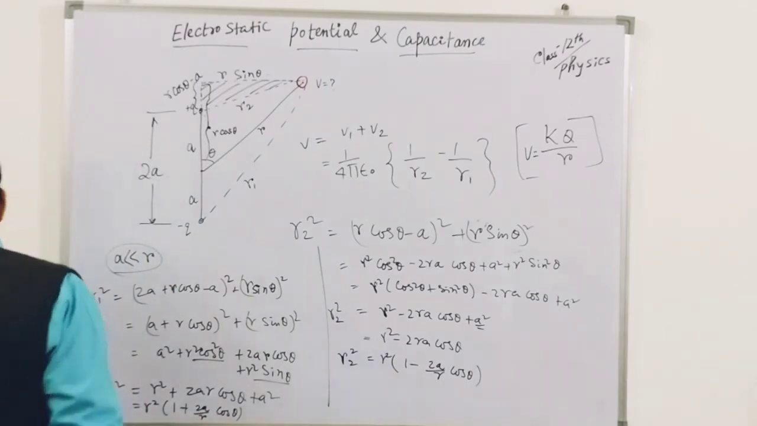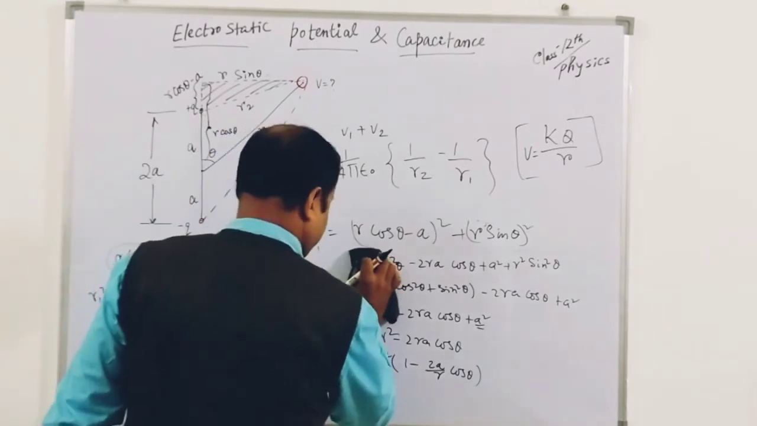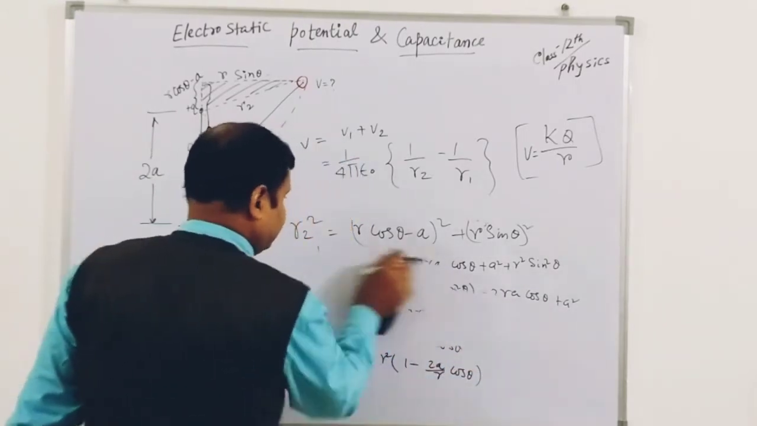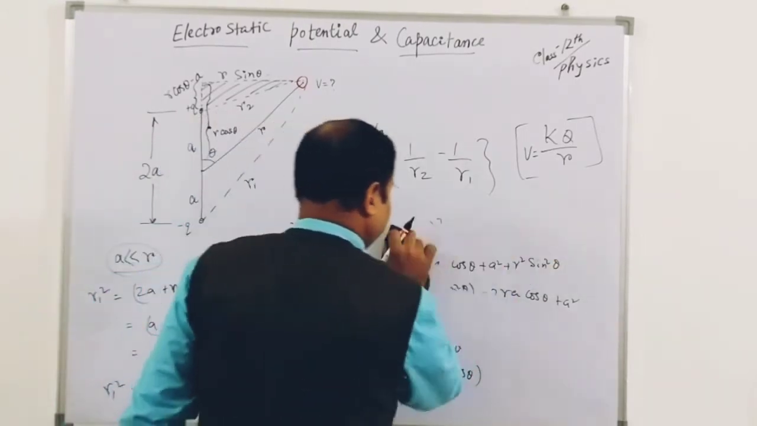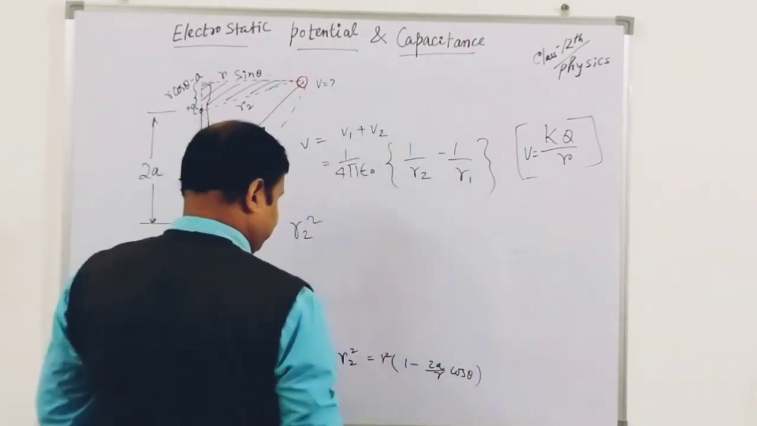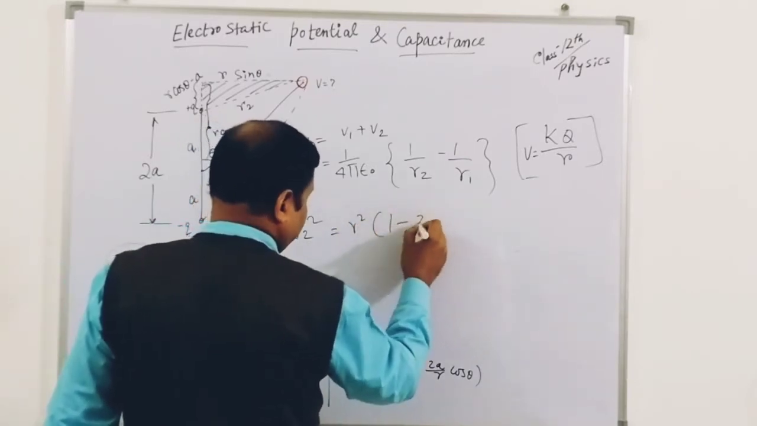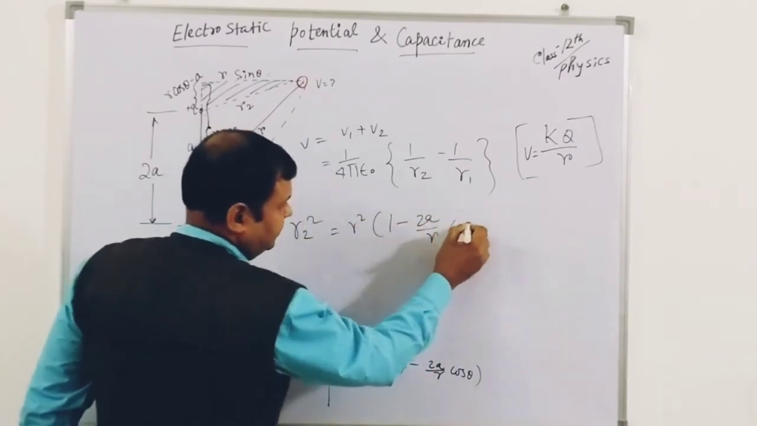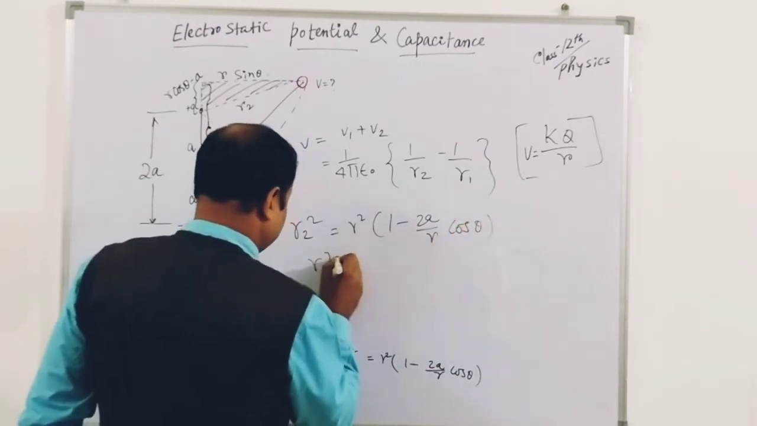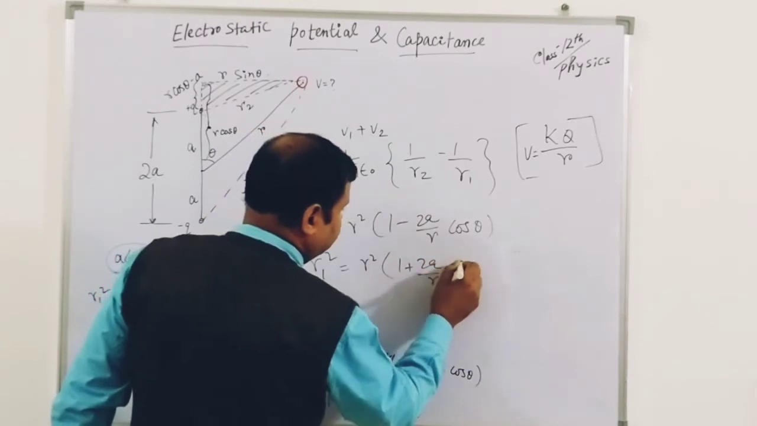Okay, so what we got here is r2 square is equal to r square whole common of 1 minus 2a over r cos theta, and in case of r1 square we got r square 1 plus 2a over r cos theta.